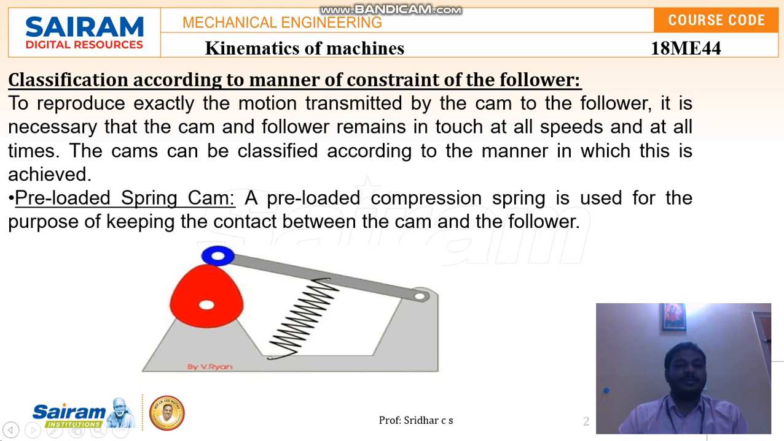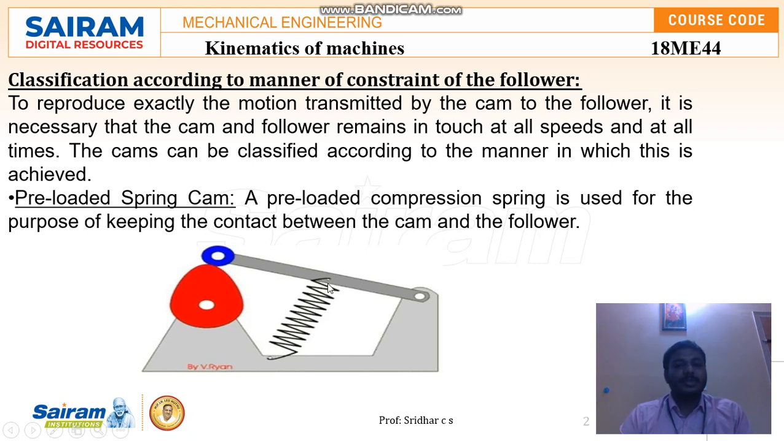Now see what happens when it is rotating. The follower has to be in contact in order to transmit the motion, because the motion produced by the cam has to be transmitted through the follower only. If the follower is not able to stay in continuous contact during varying speeds, fluctuation will take place. In order to avoid that fluctuation, we have used a spring. This spring has been connected to the frame.